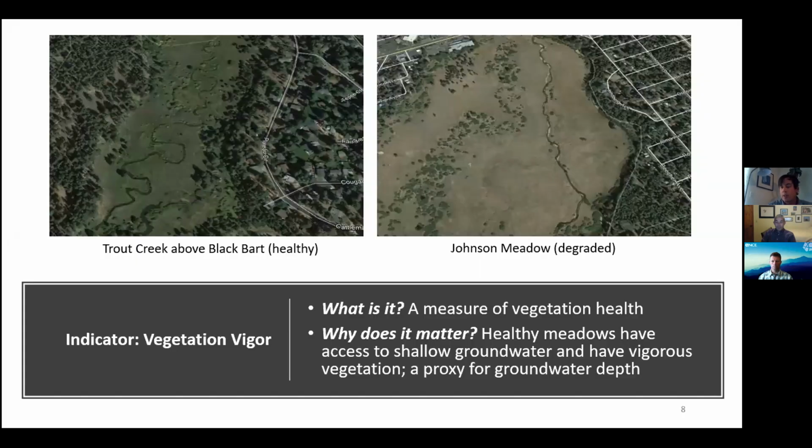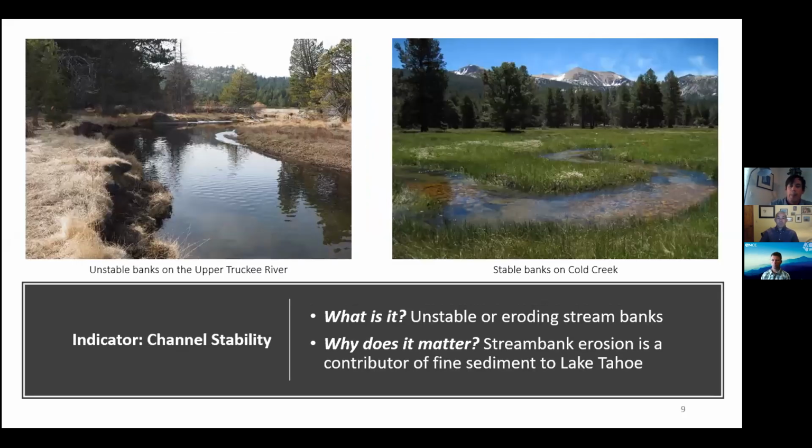And now I'll just go over a couple of the indicators just so you have a general idea of what we are looking at. And this is really just 50,000 foot level again. So one of the indicators, vegetation vigor. What this is, it's a measure of vegetation health. And basically, healthy meadows have access to shallow groundwater and therefore have vigorous vegetation. As that meadow becomes degraded, the groundwater often drops and the vegetation is less vigorous. So this is really a proxy for groundwater depth here.